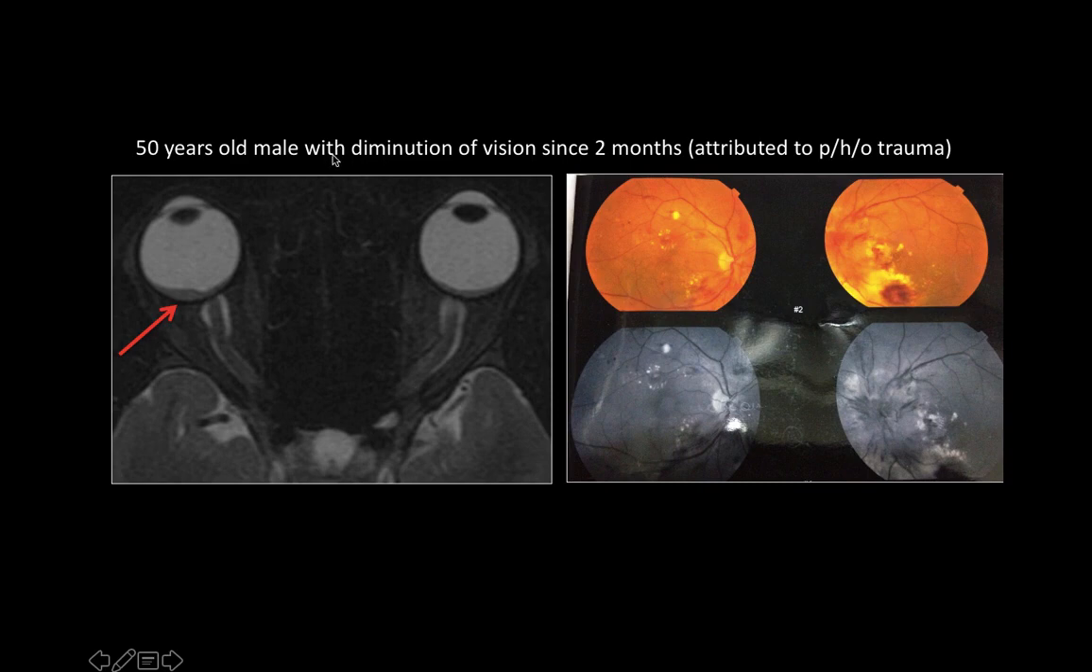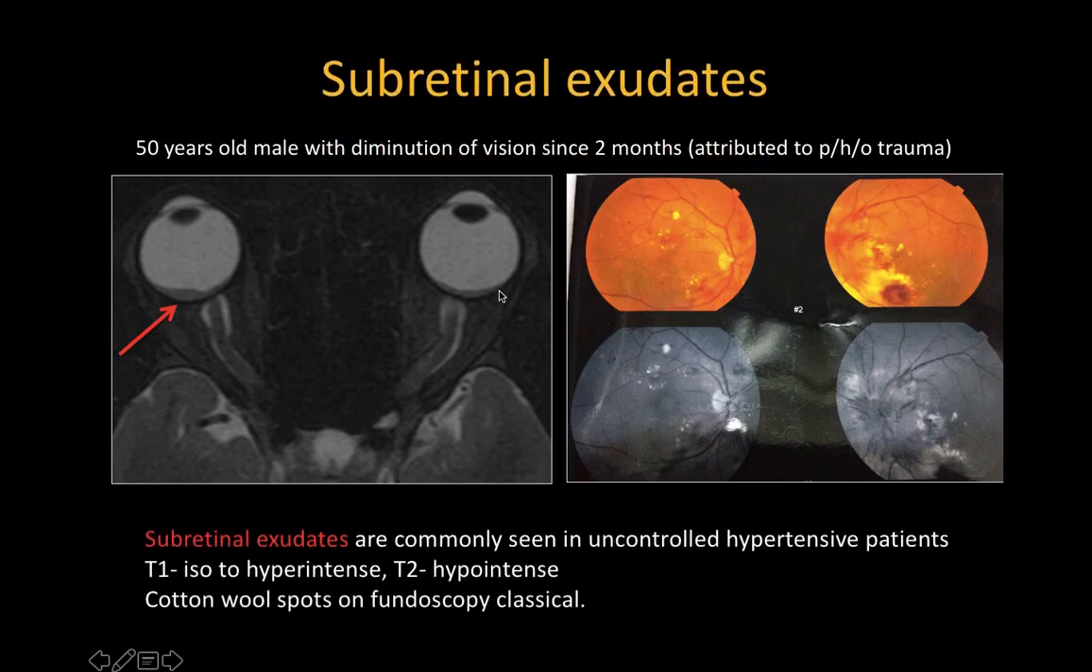This is a 50-year-old male with diminution of vision since 2 months, and the patient attributed that to a history of trauma. So, what do we see here? We see crescent-shaped subretinal exudates. So these are T2 hypointense layering seen in the posterior aspect of the globe. Basically, we had done post-contrast scans and this does not show enhancement.